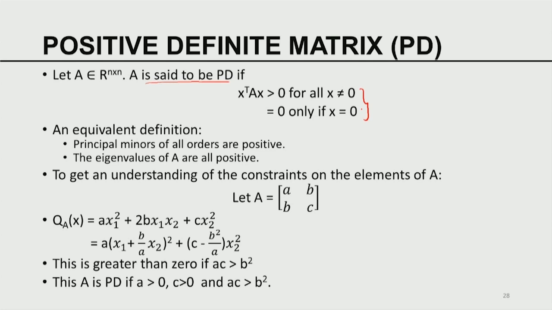So what does it mean? In general, the quadratic function of a matrix need not be positive, but if A is positive definite, the quadratic function always is positive. So this is the further definition of positive definite functions or positive definite quadratic forms. I hope that definition is very clear.